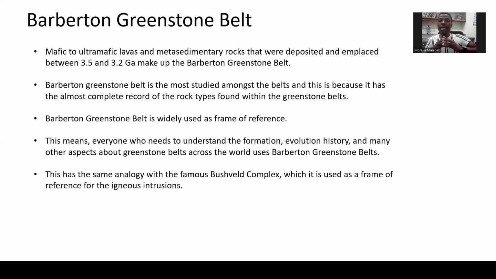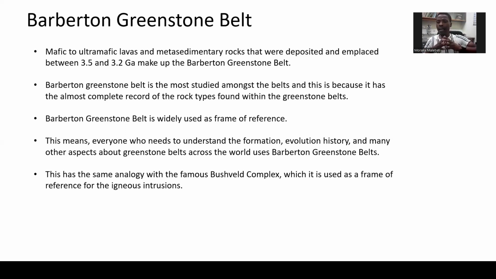The Barberton Greenstone Belts were dated between 3.5 to 3.2 billion years. And these rocks are mafic to ultramafic, together with metasedimentary rocks, which were deposited and emplaced, or occur basically within the TTGs or granite gneisses. And these rocks were dated at about 3.5 to 3.2 billion years.